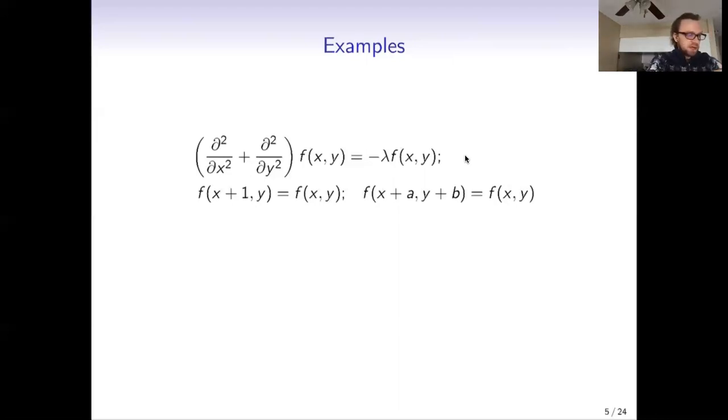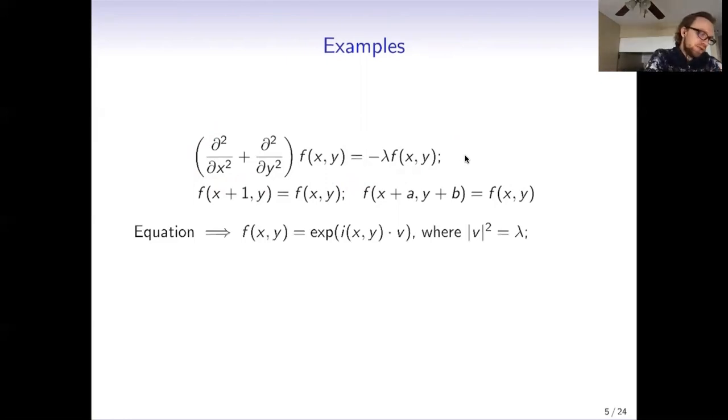The idea is that we know that the usual exponential, e to the power ikx, solves a similar problem in the one-dimensional case. The second derivative of e to the power ikx is minus k squared e to the power ikx. So the idea is that you use exactly the same kind of functions here. Let's substitute f(x,y) equals this exponential, e to the power i times the scalar product of (x,y) with some vector v. If you plug it in, you'll see that the squared length of vector v is exactly the eigenvalue lambda. So the functions of this form all solve this equation.